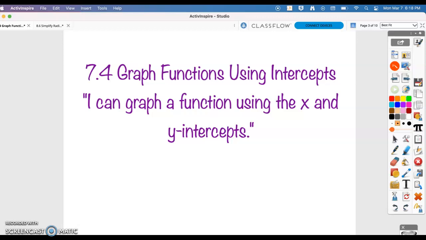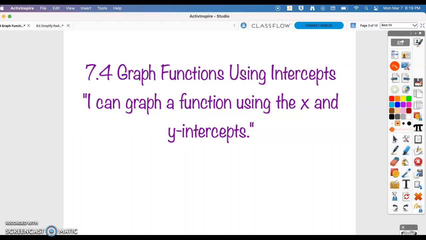Okay guys, so today we're starting a new set of notes. We're going to talk about graphing with intercepts. So we've already learned how to graph making a table. We've learned how to graph looking at points. So we've given you lots of different ways where you'd plug numbers into a table that you guys would create.